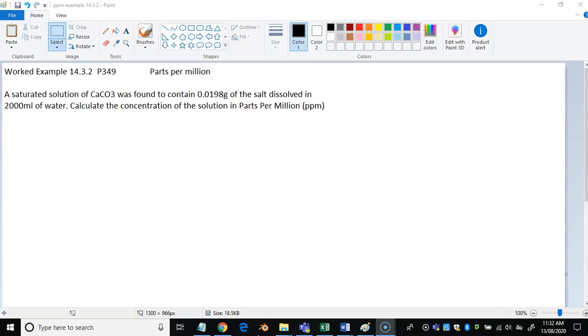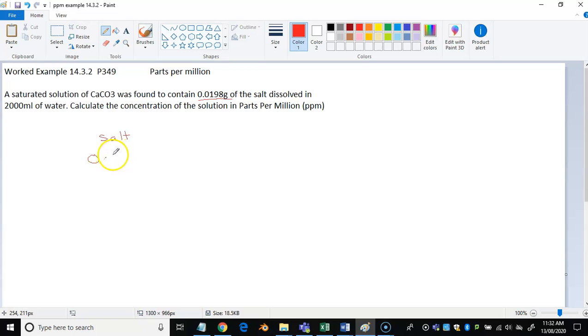All right, let's have a bit of a go at the parts per million conversion. Having a look at this, it's the worked example on page 349. A saturated solution of calcium carbonate was found to contain this many grams of the salt.